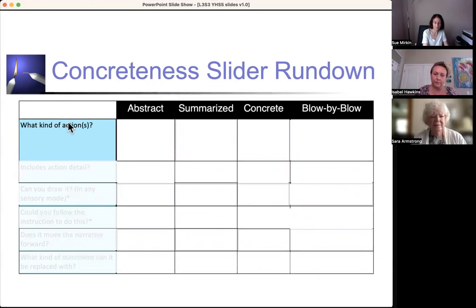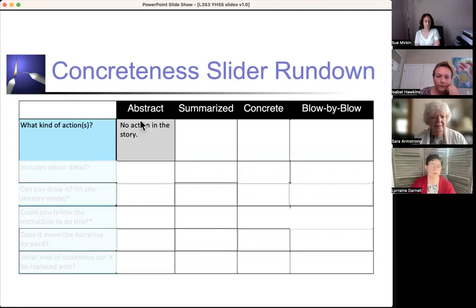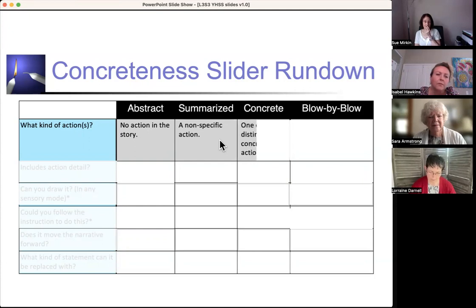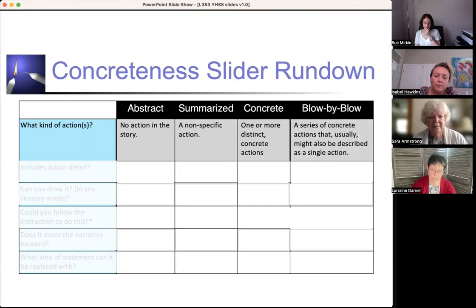So the first part of the rundown is what kind of actions, right? And in terms of concreteness, the first level of action that we're dealing with on our spectrum is that there's no action in the story at all. That's what we call abstract. The next level, getting slightly more concrete, is a non-specific action. The next one is concrete, which is one or more distinct concrete actions. And then the blow by blow, which is a series of concrete actions that usually might also be described as a single action.